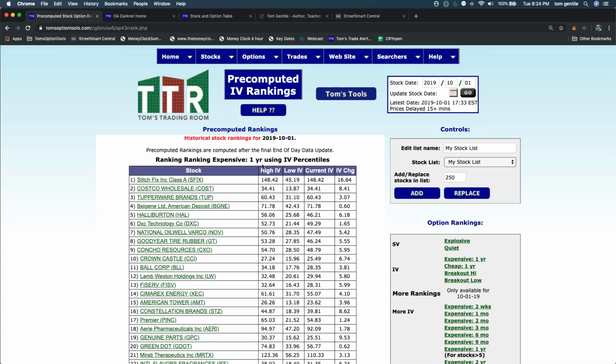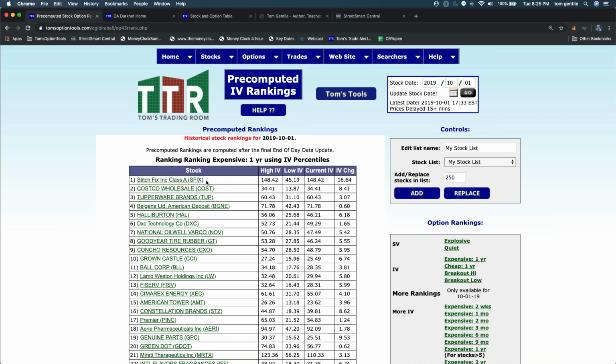Well, the way we pick options is very similar. What we do is we look at percentiles. We see where it's been over the entire year in terms of options. Where have they been their cheapest? Where have they been their most expensive? And where are they at now?